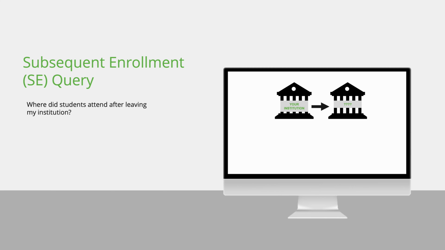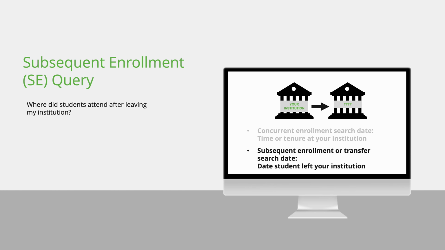If you are looking for concurrent enrollment, you want to have a search date that is during the student's time or tenure at your institution, so that you can see, in addition to my school, where else the student is attending. If you're using it for subsequent enrollment or transfer behavior, your search date would be the day that they left your institution. We would then look forward to see after that date, where else did the student attend.